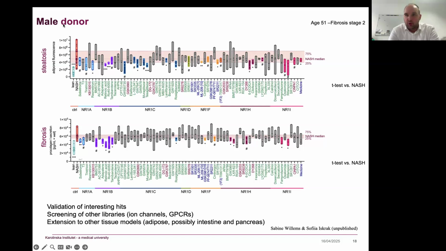Given that the nuclear hormone receptor family also includes sex hormone receptors, we screened premenopausal, postmenopausal, as well as male donors, which also links back to what I tried to slightly foreshadow in the beginning, that one can screen here at the level of inter-individual variability in responses. So we are validating some of the interesting hits. We're also screening other libraries, ion channels, GPCRs, and are extending this to other tissue models, particularly adipose tissue, which is of primary interest for us at the moment.